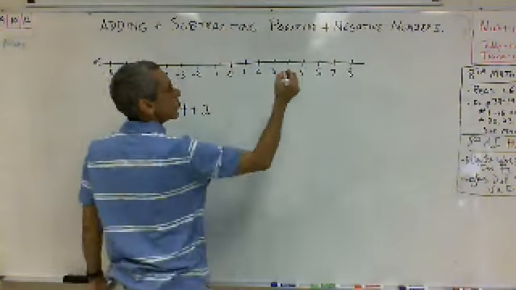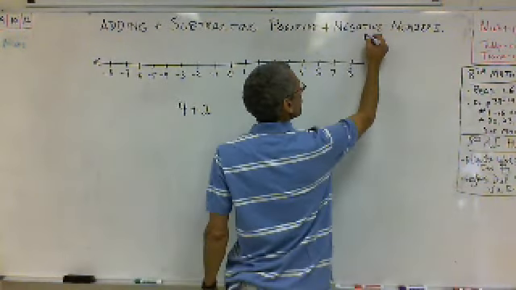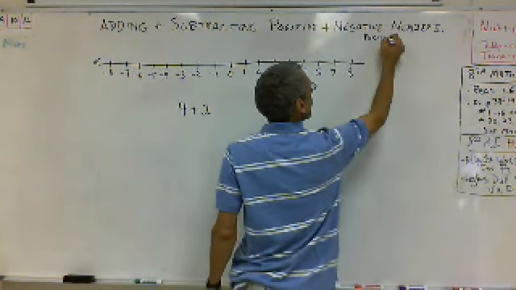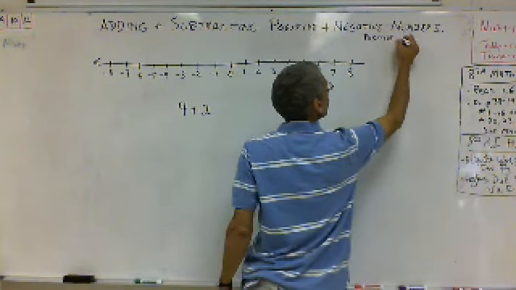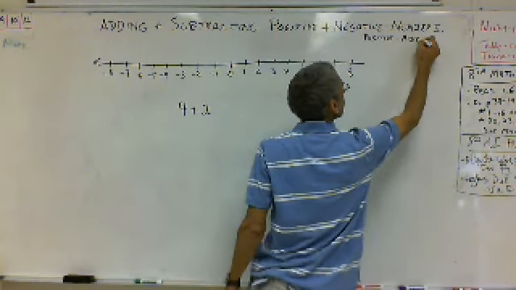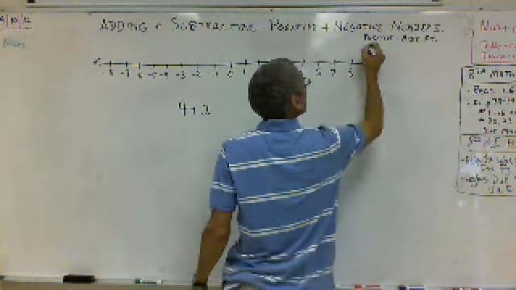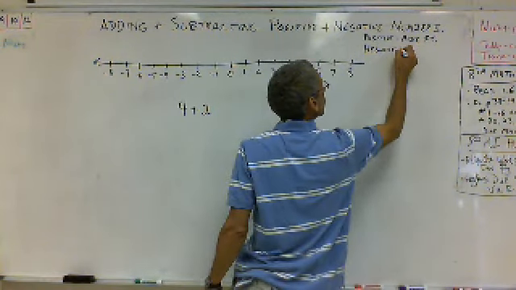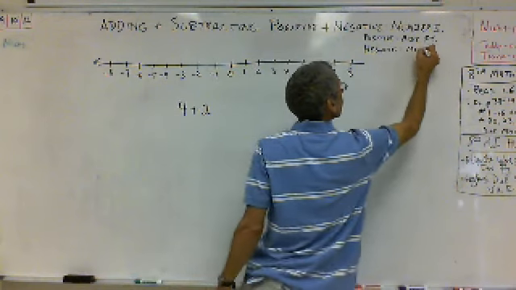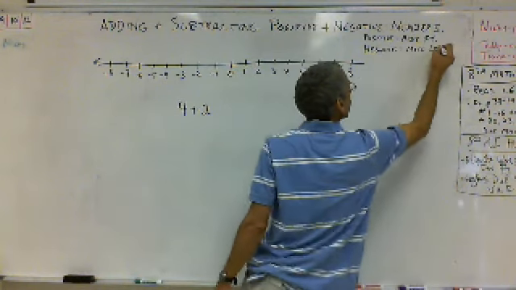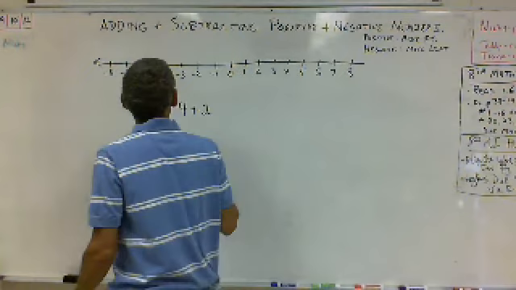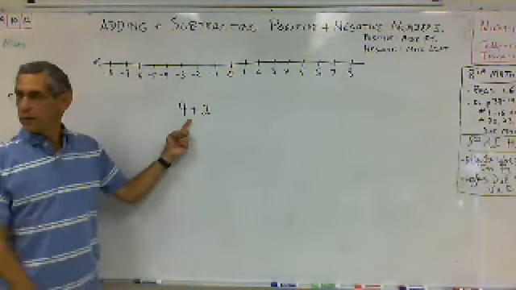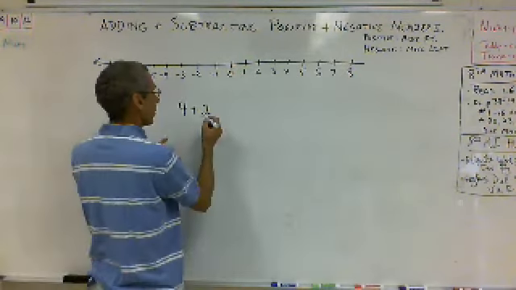So positive numbers, that's kind of helpful information. Positive numbers, you move to the right. And negative numbers, they move left. From wherever you are, they move left if they're negative, okay? But for this, you always start at 0. So I've got to start at 0.